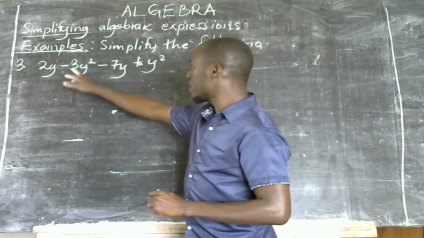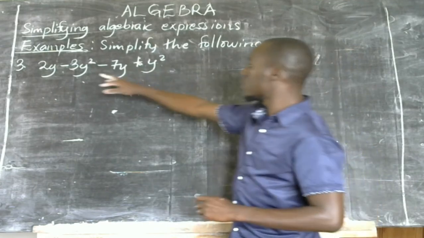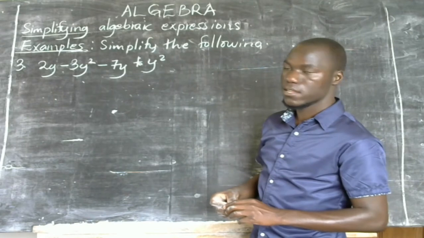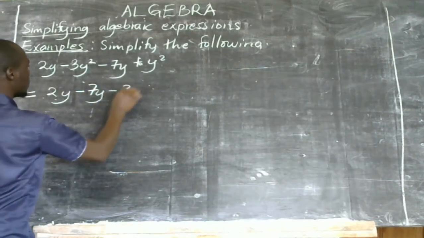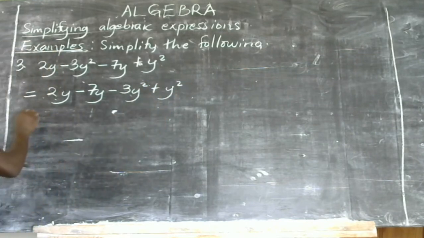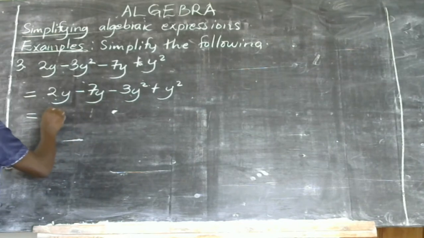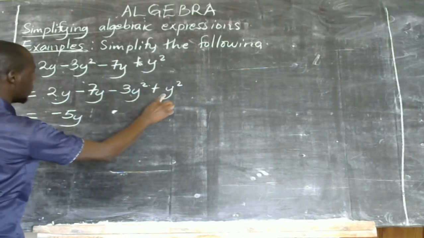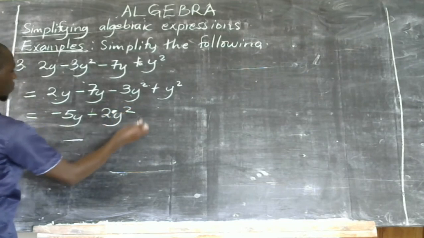So I'm going to combine negative 3y squared and the y squared here, then 2y and the negative 7y. So this is 2y minus 7y, then minus 3y squared, then plus y squared. When I do the operation here, I'm having negative 5y. Then when I do the operation here, I'm having negative 2y squared.